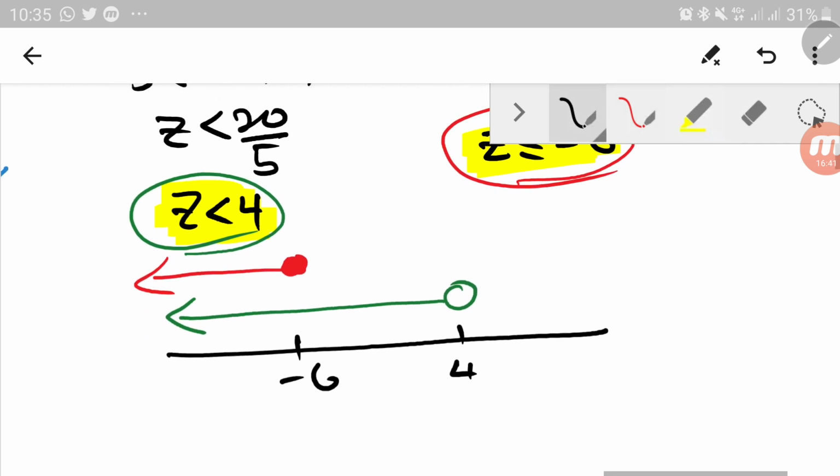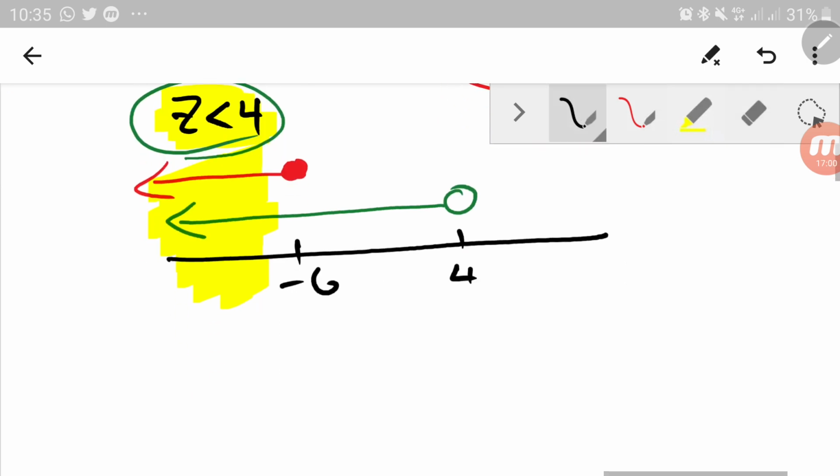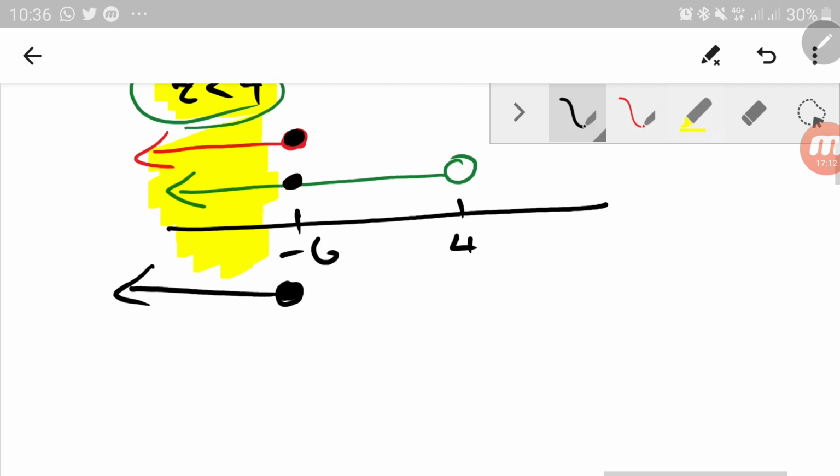So we want the intersection. The intersection means that we need both lines to exist. So here no line at all. Over here one line only, the green line. But over here we have both. So we do not want these two. The solution is from minus 6, we include it, up until minus infinity. Why do we include it? Because over here we have minus 6, and over here also we have minus 6. So we take it.